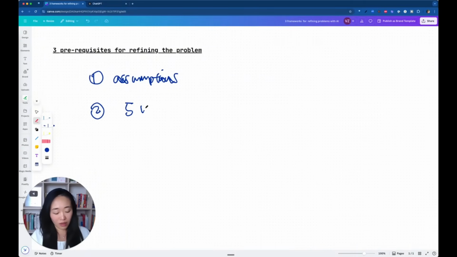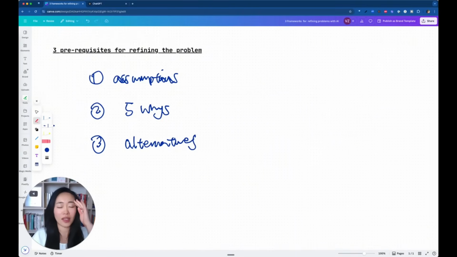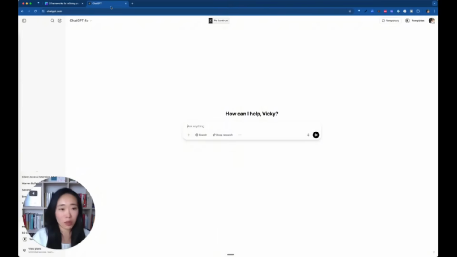Second one is the five whys. The consulting way of going from one level to the next, go from superficial to something a lot more fundamental. And then the third one is the alternatives. We usually think in one narrow, laser-focused way, but that prevents us from considering other alternatives. And when we're thinking about the problem, potentially reframing it, redefining it, we want to know what are the alternatives. So let me show you what this means in ChatGPT.